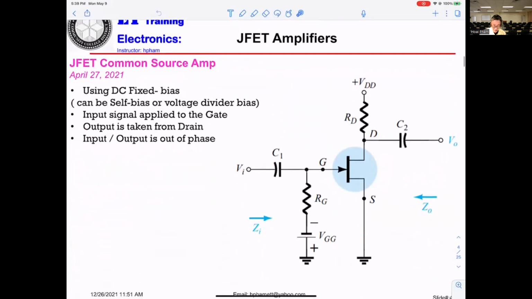Now, when you're looking into the circuitry, the first thing you must do is recognize which JFET amplifier it is: common source, common drain, or common gate. And this is what we call a common source. To recognize it: the input is applied to the gate and the output comes from the drain. That will be common source.